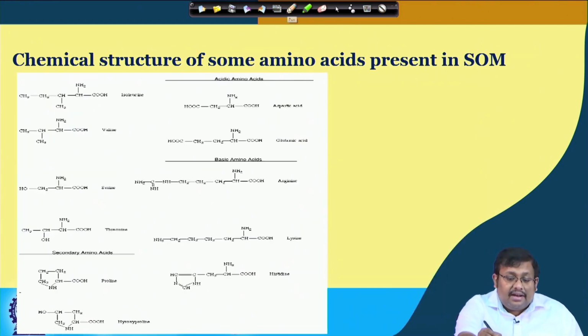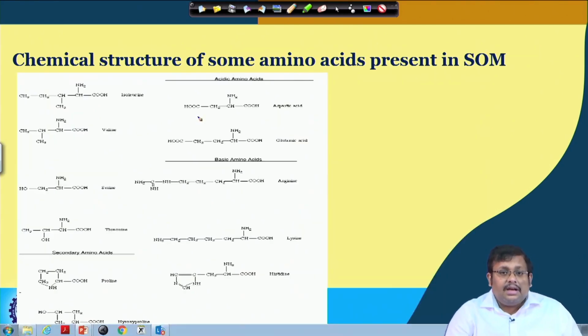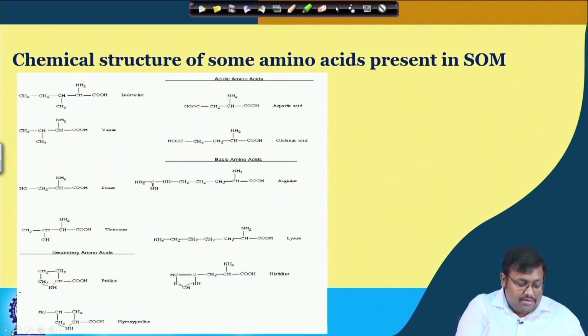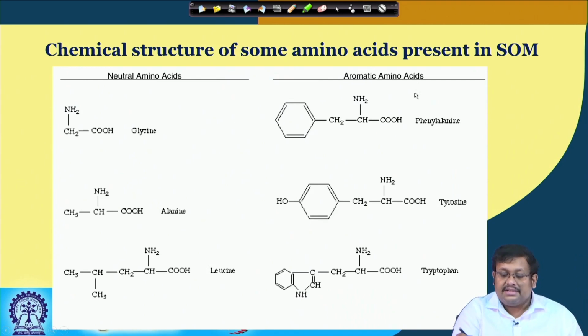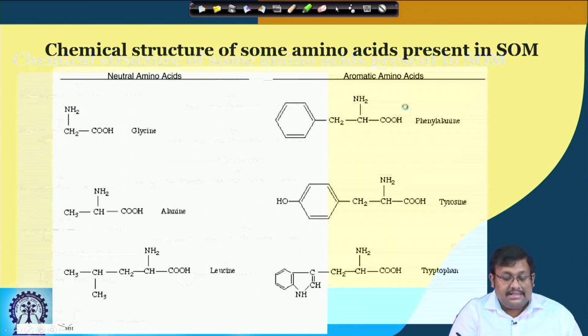And other groups, other amino acids which are present. So, in the previous slide we have seen, let us go back to the previous slide, we have seen neutral amino acids and aromatic amino acids.